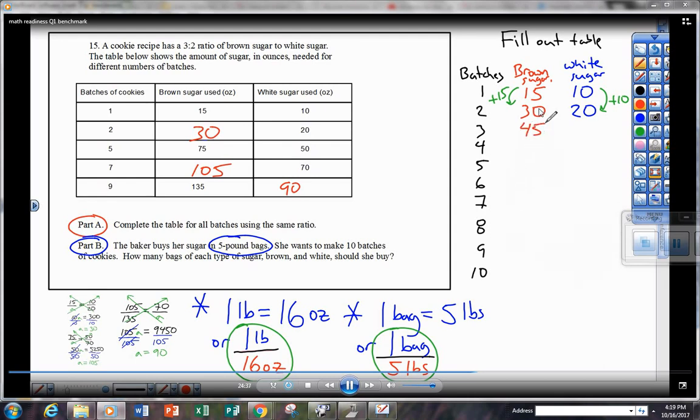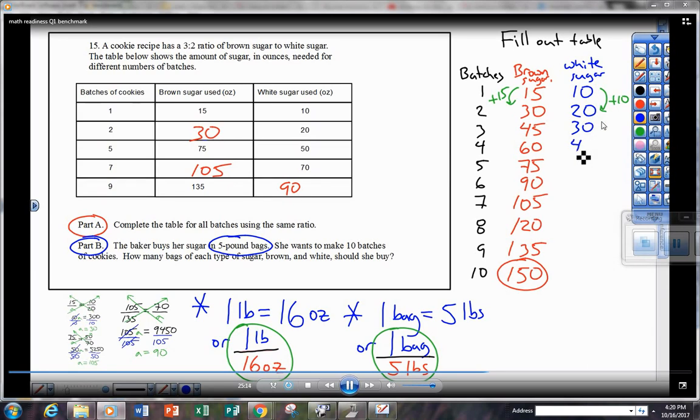30 plus 15 is 45. 45 plus 15 is 60. 60 plus 15, 75. 75 plus 15 is 90. 90 plus 15 is 105. 105 plus 15 is 120. 120 plus 15 is 135. 135 plus 15 is the number I'm looking for, 150. For white sugar, I'm going up by 10.